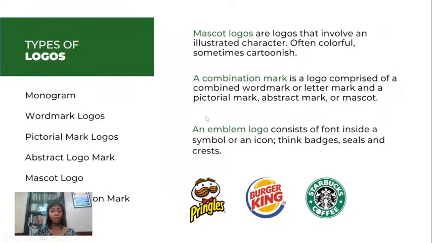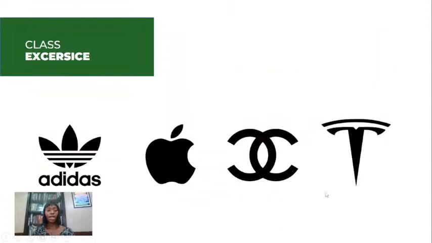Okay, so we have the emblem logo. An emblem logo consists of fonts inside a symbol or an icon. These are logos we see in government agencies, schools, all those logos that have to do with badges. So that's where emblem comes in. And then this is the class exercise we'll be doing. These are the big brand logos we'll be replicating. Adidas, we'll start with Adidas, and then Apple, Chanel, and then Tesla.